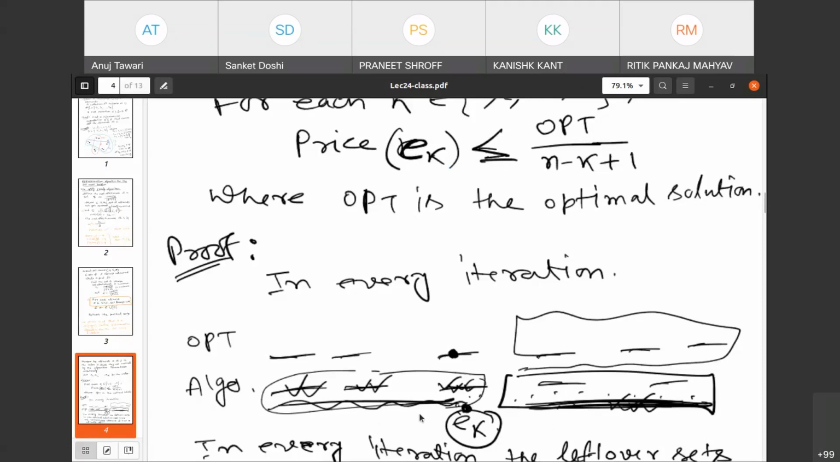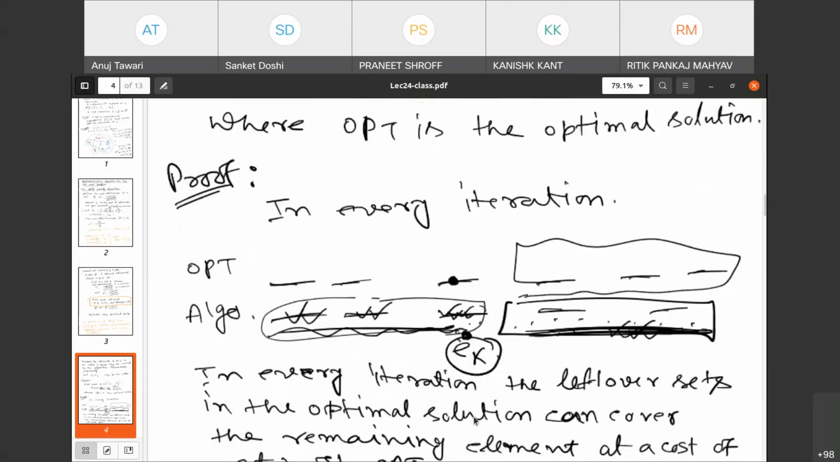So there could be some k minus 1 subsets before it. I'm just saying at most k minus 1 subsets before it, because each subset can cover 2 or maybe 3 or maybe even a larger number of elements. But in the worst case, each subset is covering just one element. In that case, you will have at least k minus 1 elements covered before this element Ek.